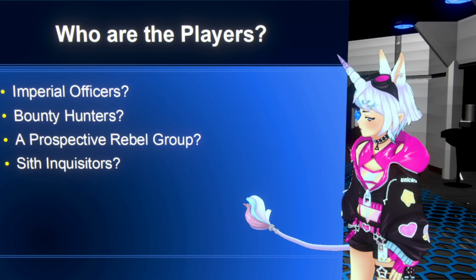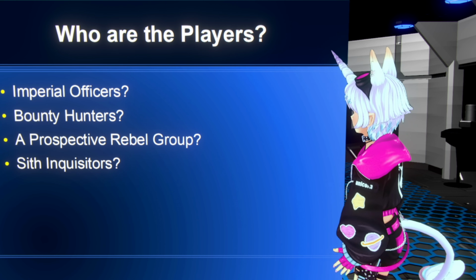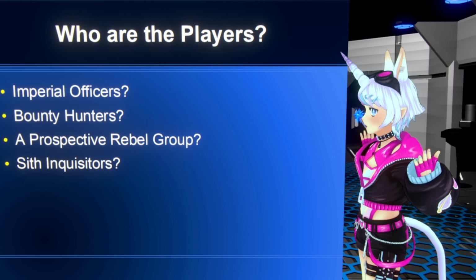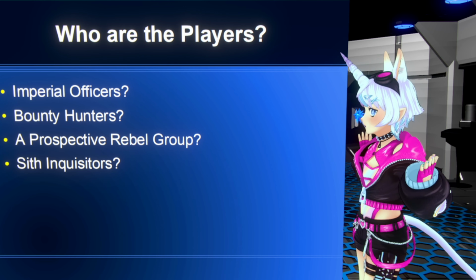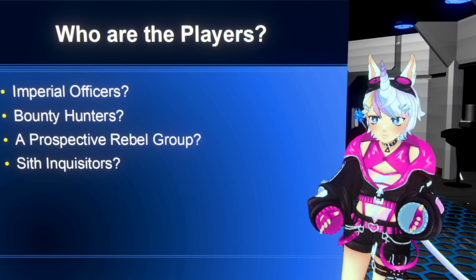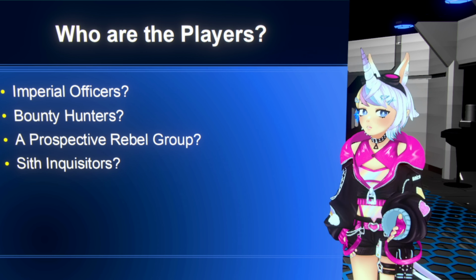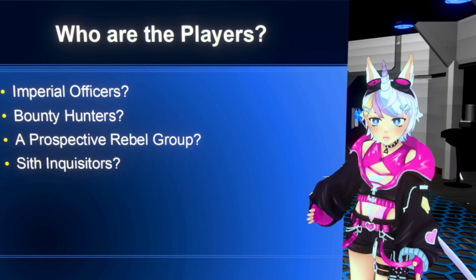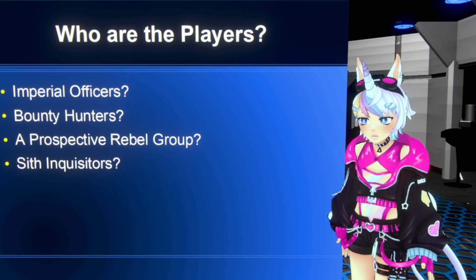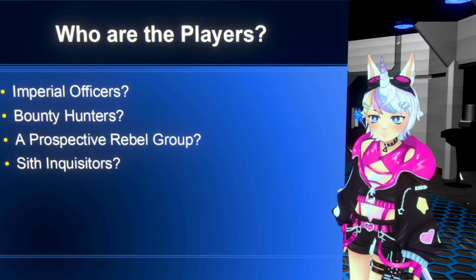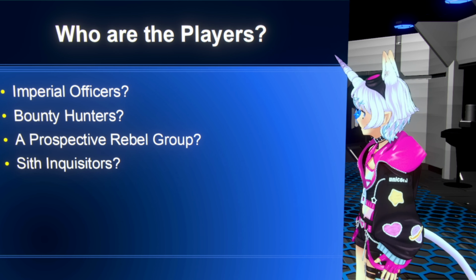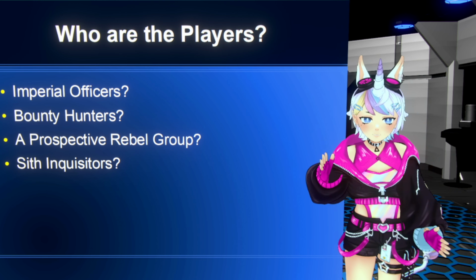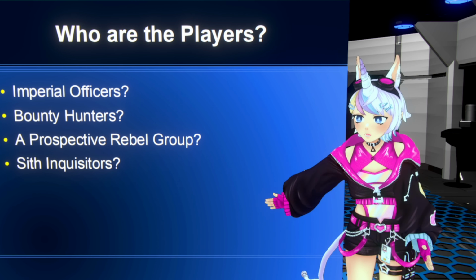So in this tabletop RPG setting, who are the players? I always start with who am I designing for and who are going to be the players in this scenario. And in this scenario, we can have a couple of different possibilities. The first one is that they're going to be part of the Imperial faction. They're going to be Imperial officers or bounty hunters or Sith Inquisitors, you name it. And they're going to have the task of hunting down this rebel group that we're going to build.